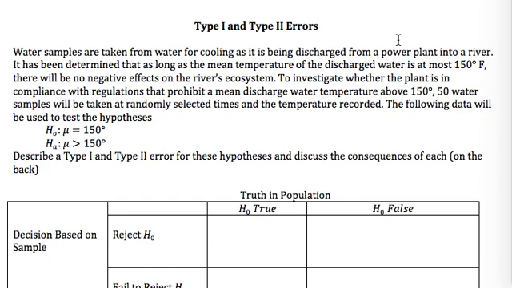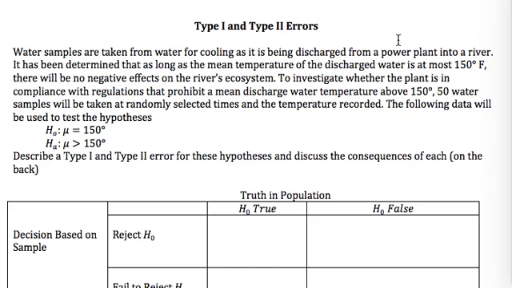To investigate whether the plant is in compliance with these regulations that prohibit temperature above 150, we're going to take some samples. It looks like we're going to take 50 samples, randomly throughout the day, and record the temperature. After we get those 50 samples, we're going to use that data to test these hypotheses. They've already given us our hypotheses.